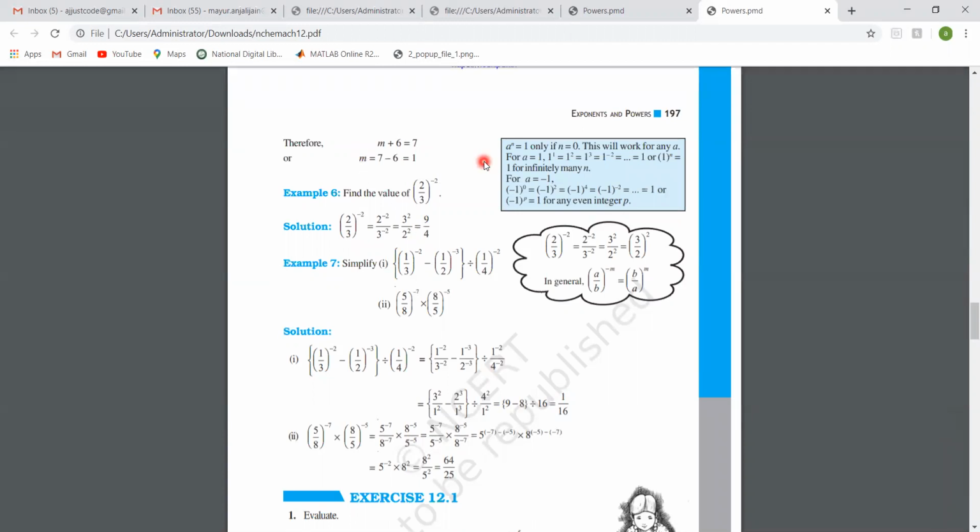Now your next question is: find the value of (2 by 3) raised to the power minus 2. So you can write this as (3 by 2) raised to the power 2, using the reciprocal. So you will get (3 by 2) whole square, so it will be 9 by 4. Then: (1 by 3 raised to the power minus 2 minus 1 by 2 raised to the power minus 3) divided by 1 upon 4 raised to the power minus 2.